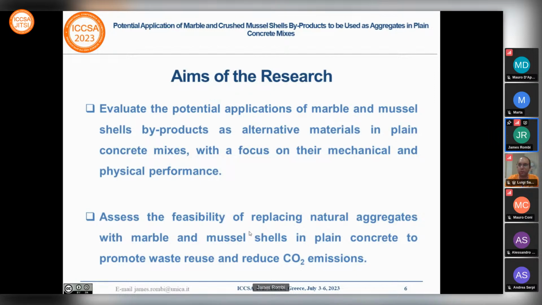So let's see the aims of this research: to evaluate the potential application of marble and mussel shells byproducts as alternative materials in plain concrete. We focus on the mechanical and physical performance. We assessed the feasibility of replacing natural aggregates with marble and mussel shells in plain concrete in order to promote waste reuse, a circular economy, and reduce CO2 emissions.